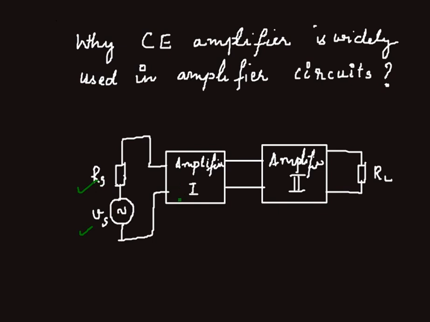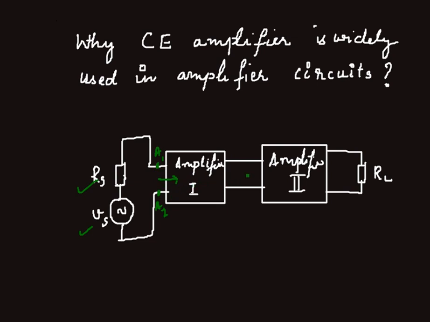This amplifier 1 should have some properties. As you know, this signal should reach the input of amplifier 1. So across these two terminals, the resistance should be very high, because the signal is already a weak signal. In order to avoid it getting dropped across the source resistance, the resistance across these terminals A1, A2 should be very high, which means the input resistance of the amplifier should be very high.